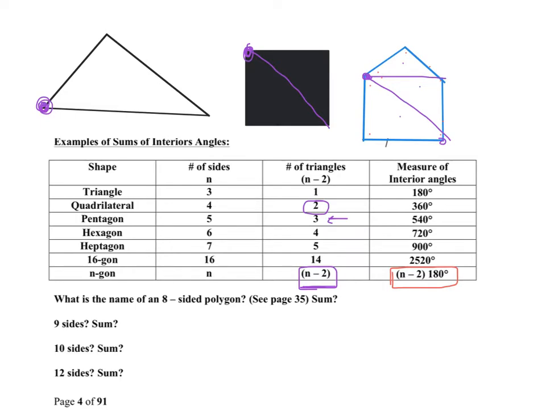So here, you also need to know the names. Here are the names of the figures. If it doesn't have a typical name, we just put a number for the number of sides. So if it has 9 sides, that's a nonagon. Nonagon, 9 sides. And if we wanted the sum, we would plug into that formula.